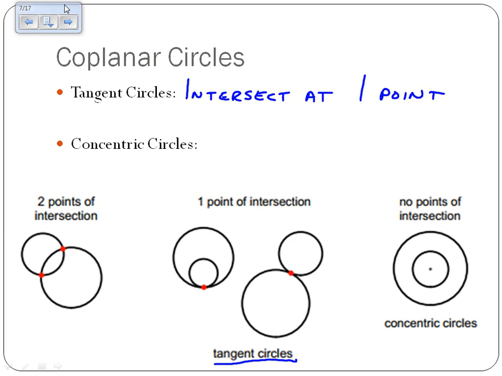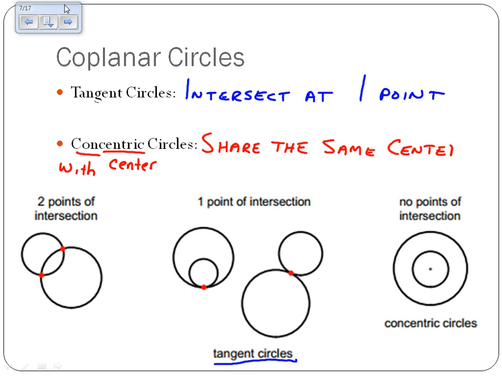So, con means with. Centric, what word do you think that comes from? Just centric. One of the words we've talked about today. Center. So concentric circles share the same center. They share the same center. An example is right here in the bottom.